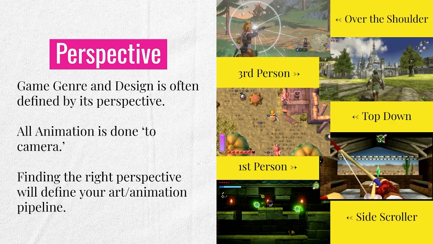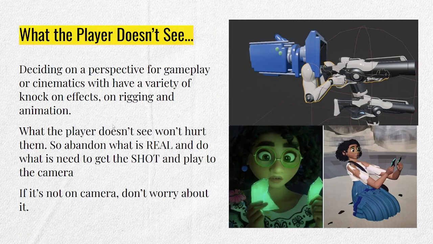So a lot of your designs are defined by your camera. So is your animation. All animation is done to camera. It needs to look good to camera. If you go from third-person free control to over-the-shoulder third-person, it's going to look very different. If you go from top-down to side-scroller, the way I'm animating it is going to be different. There's a lot of things happening. You have to find the right perspective that will define your art and animation pipeline. Keep this adage in mind: what the player doesn't see won't hurt them.